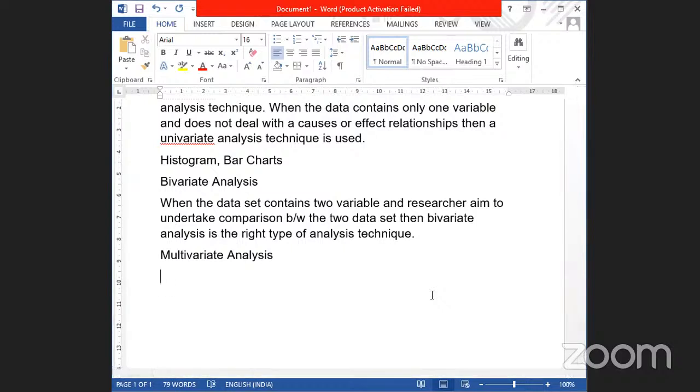Multivariate analysis is a more complex form of statistical analysis technique and is used when there are more than two variables in the data set. Commonly used multivariate analysis techniques include factor analysis, cluster analysis, variance analysis, multi-dimensional scaling, and principal component analysis, in this way.